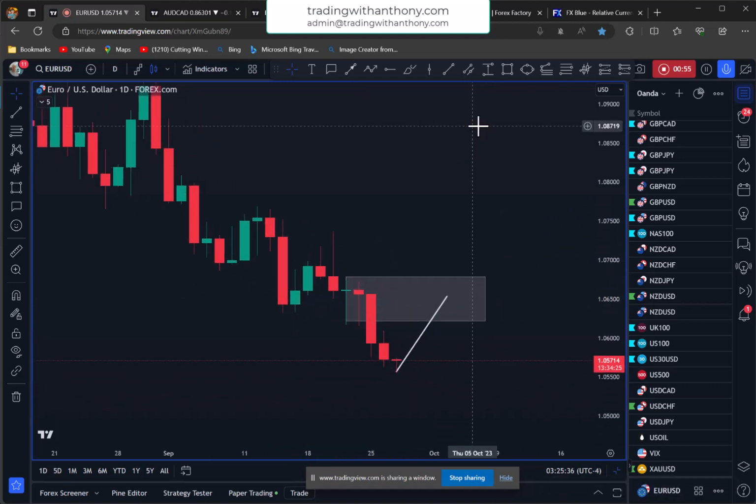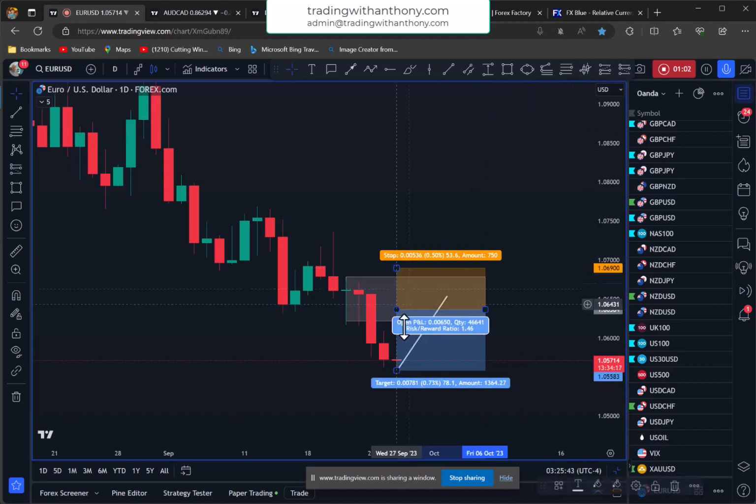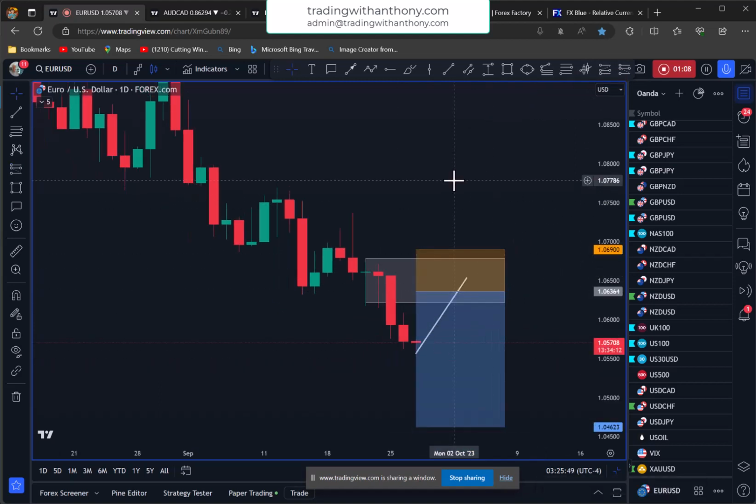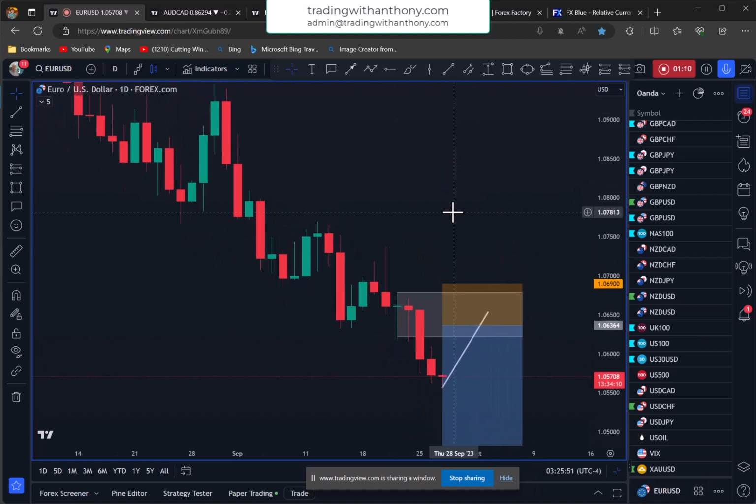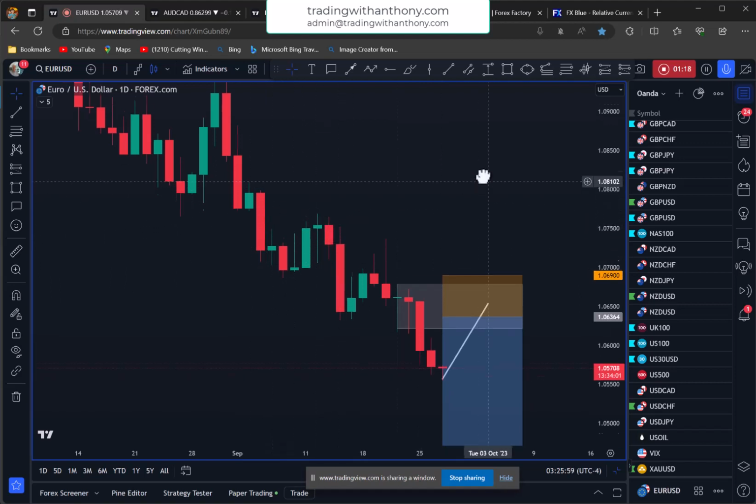On the daily time frame, this is going to be my setup, something like that. The only thing with this is we may or may not get a fill. I mean, it can take 1, 2, 3. How many days were we here? 1, 2, 3, 4. Three or four days before it kind of retraced.